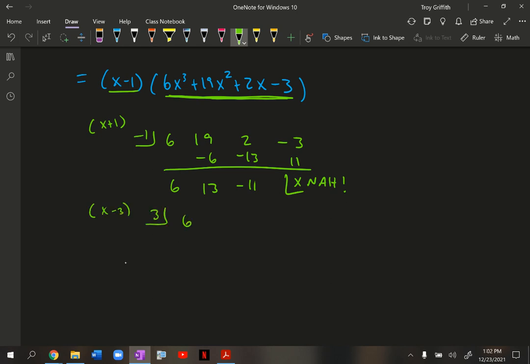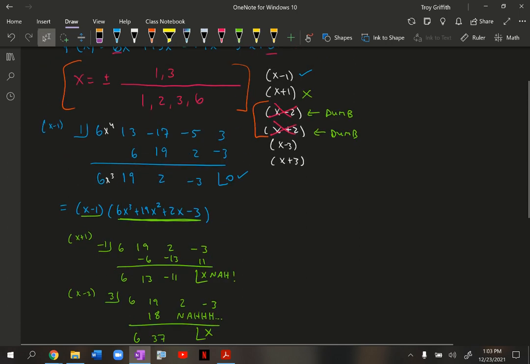So I'm going to go with a 3 in the box, 6, 19, 2, negative 3. And let's try here. So this is going to be 6, it's going to be 18, that's 37. And I'm just going to say, nah, I can already tell these numbers are getting a little too large for me. So I can tell that x minus 3 is definitely not going to work here. And if you see this as you're going through a problem, you don't have to go all the way. You can just stop. So it looks like x minus 3 is not going to work.